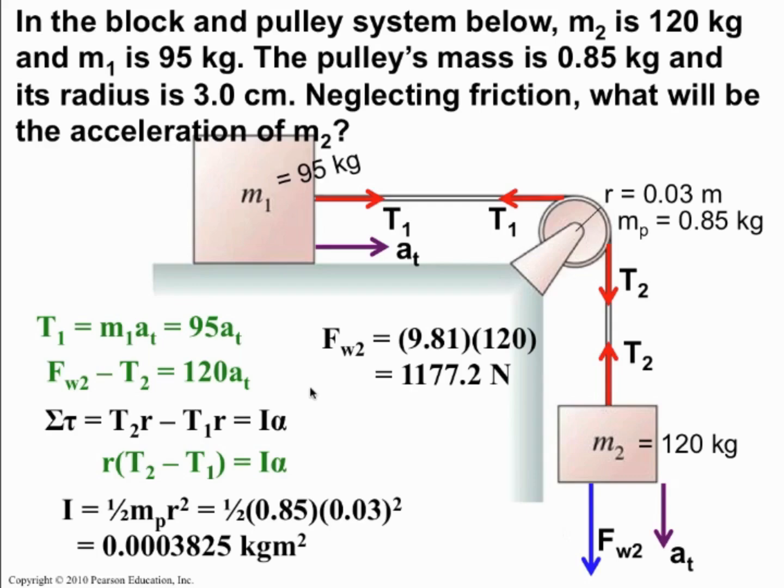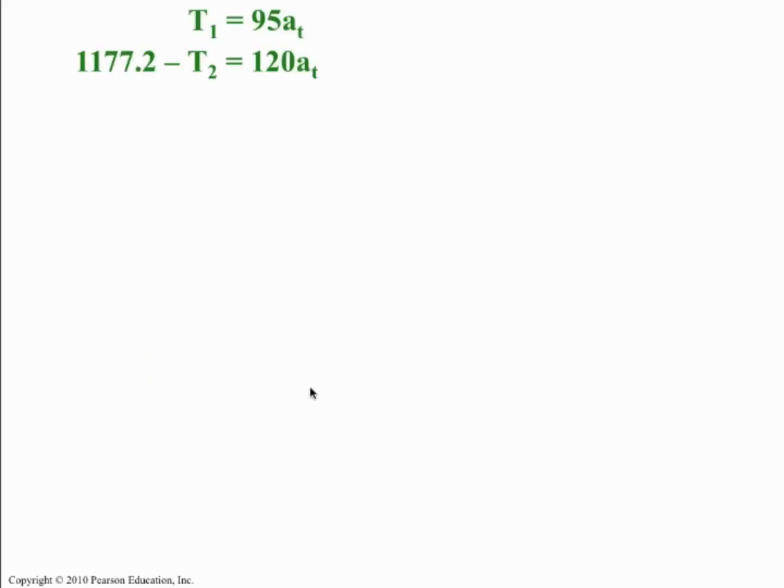We're now going to carry forward the three green equations, because those are the three equations of our system that we're going to be using. And so we've got them written as follows. T1 equals 95 a_t, 1177.2 minus T2 equals 120 a_t, and R times (T2 minus T1) equals 0.003825 alpha. All right, now notice that we have three equations and four unknowns.